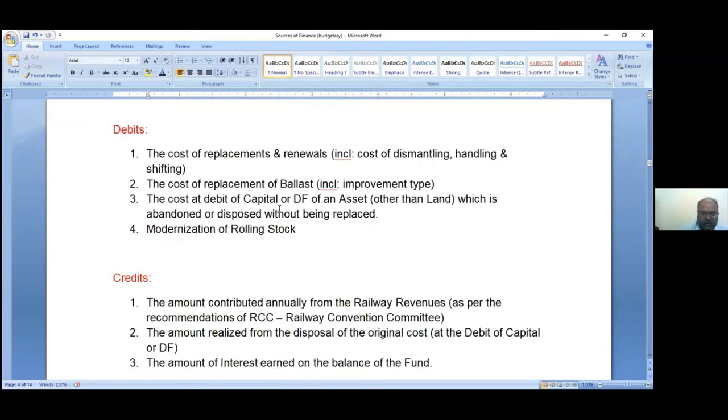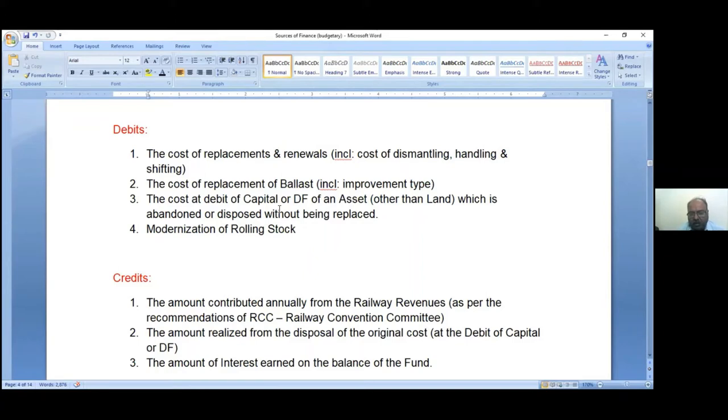Now we check, as usual, what are the debits to this DRF and what are the credits to the DRF. This is very, very important from an examination point of view. The cost of replacement and renewals, I already told you: the first cost goes to capital, the replacement cost goes to DRF. That is the simple difference. Including this, the cost of dismantling or handling or shifting of the old assets is also debited to DRF.